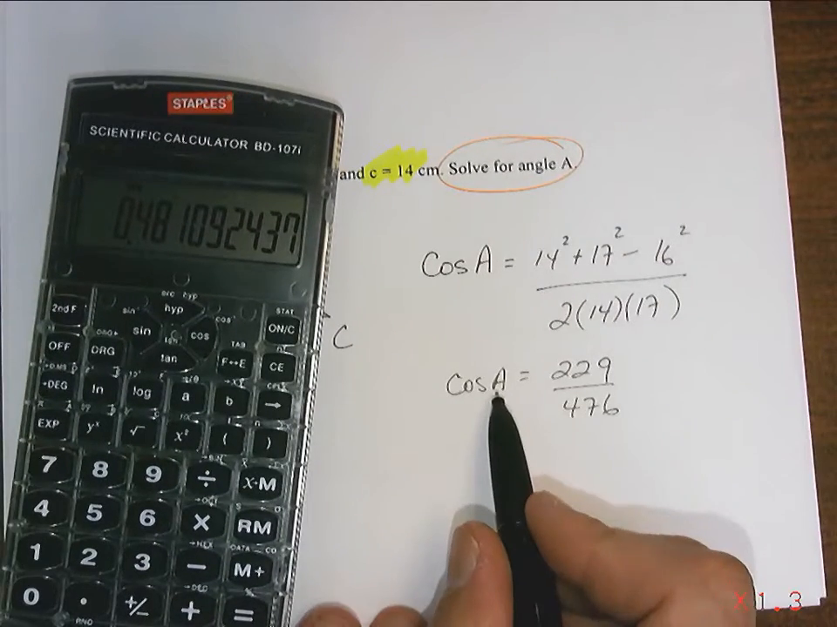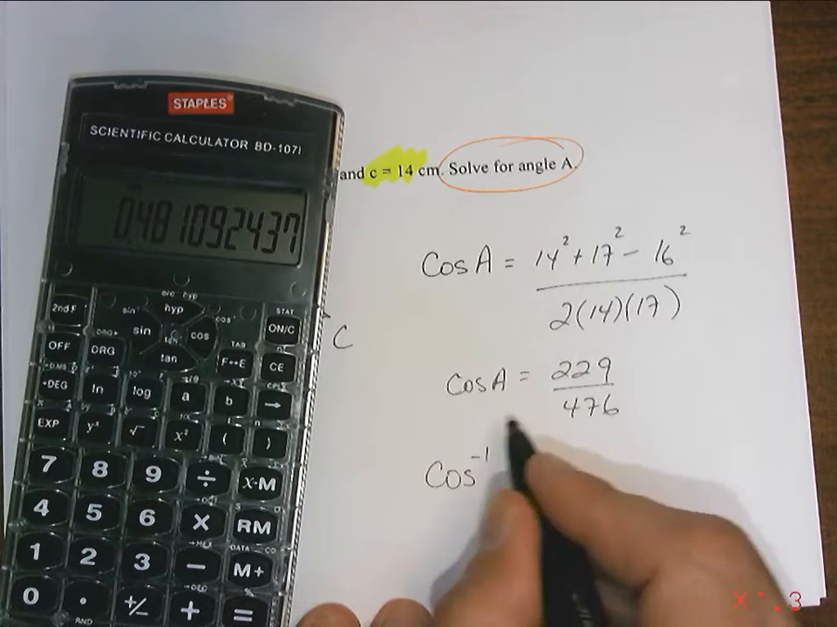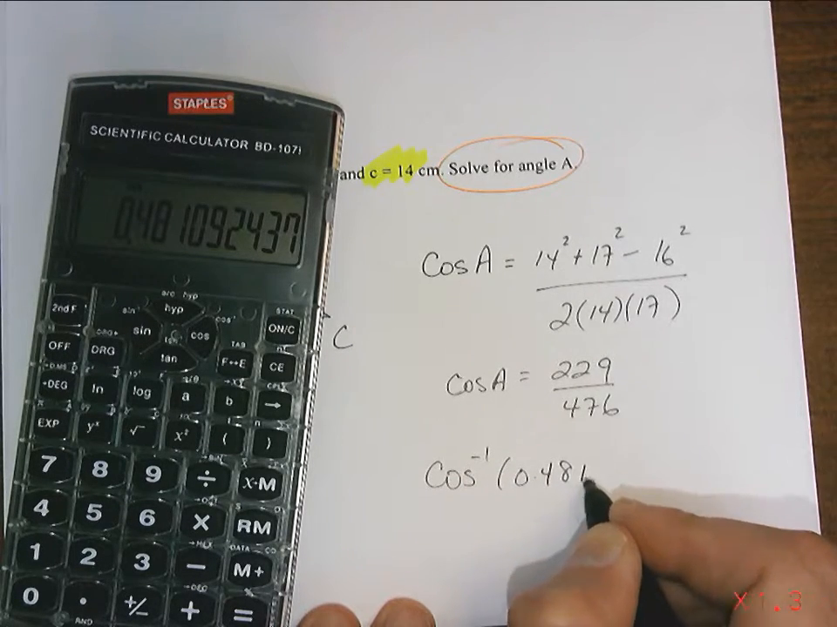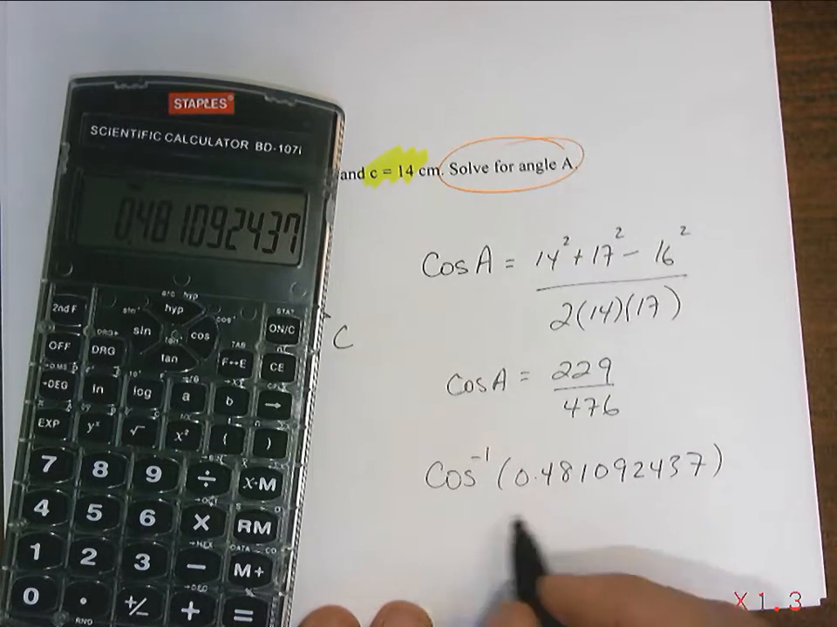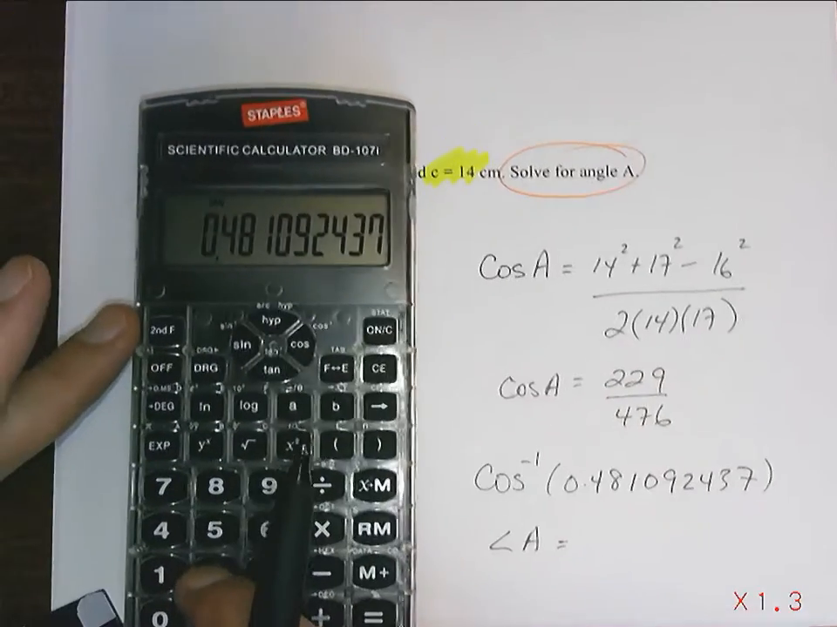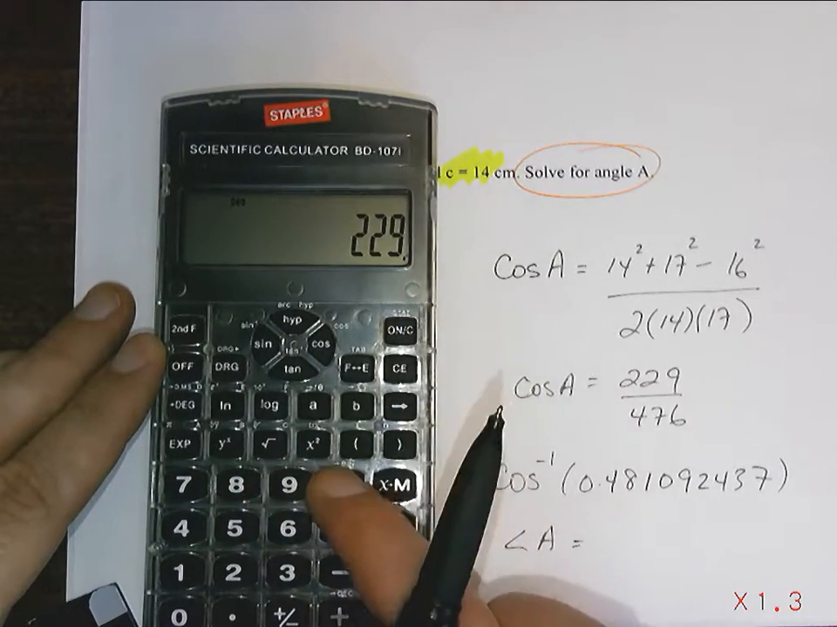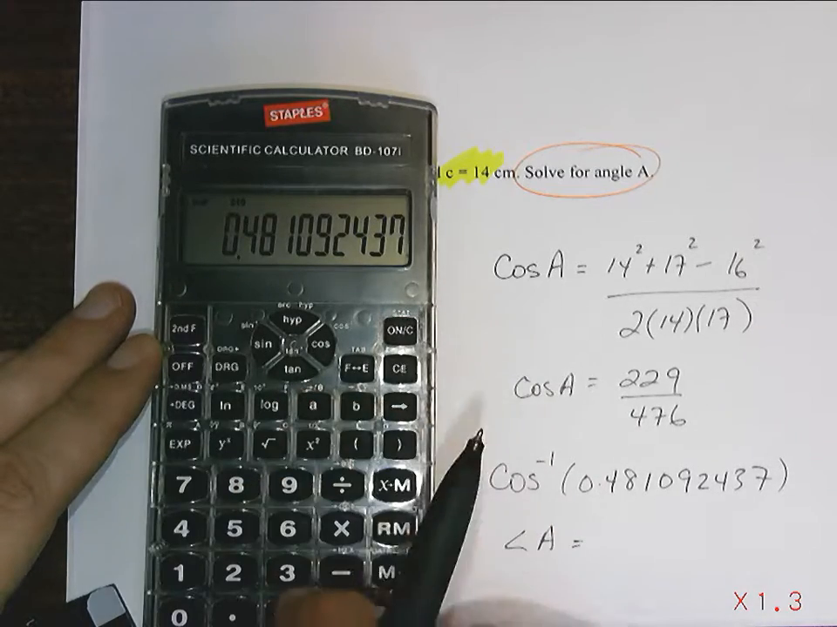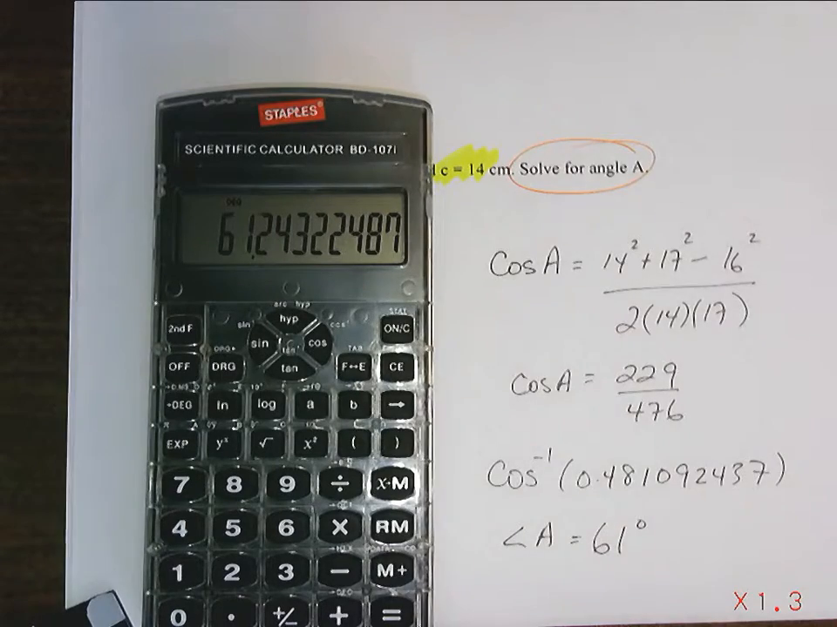But remember, you're trying to get an angle, so you need to do the inverse of this decimal, and I could write the decimal in if I wanted to, just so you know what I'm doing. But on my calculator, all I really had to do was, once I found this one, let's watch that again on my calculator, so let's go back. 229 divided by 476 equals, second function cosine, and it equals 61 degrees.